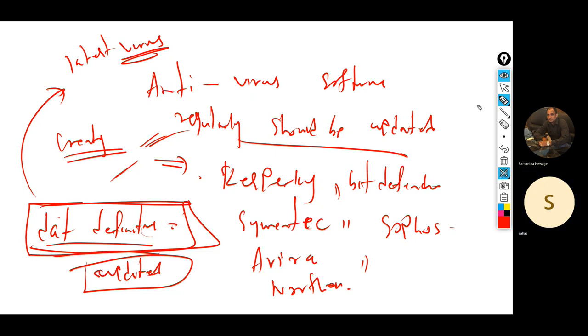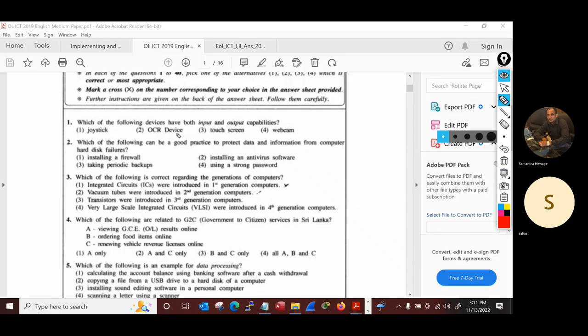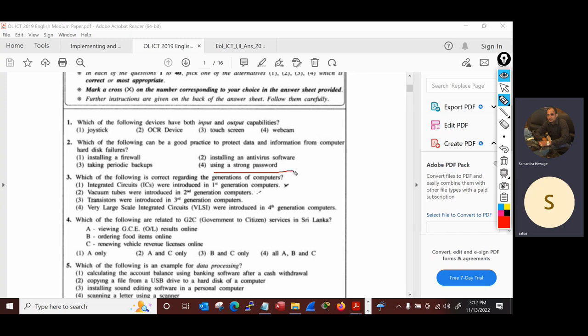Yes, sir. Right. Using a strong password. Why are you using a strong password? To protect from someone breaking your password. Someone can try your password, assuming that password is 123456, they can put some arbitrary value or your name or something and try to access. So because of that, you should have a strong password.